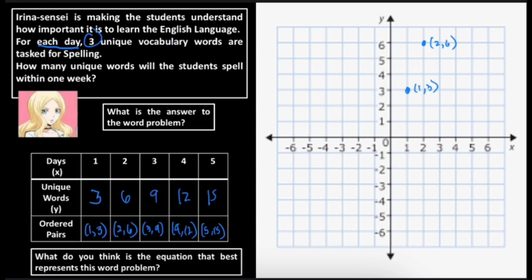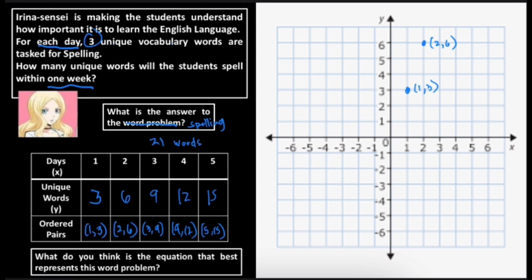So if you're being asked the question, how many unique words will the student spell within 1 week? In a sense, if it's in terms of school week or the weekdays only, the answer is 15. This is not supposed to be a word problem, just spelling, sorry. I wasn't able to change it. But again, if it's just weekdays, the answer is 15, depending on the context. But what if Irina Sensei decided to give assignments during Saturday or Sunday? So we could say that the answer is possibly 21 words. So that could work also.